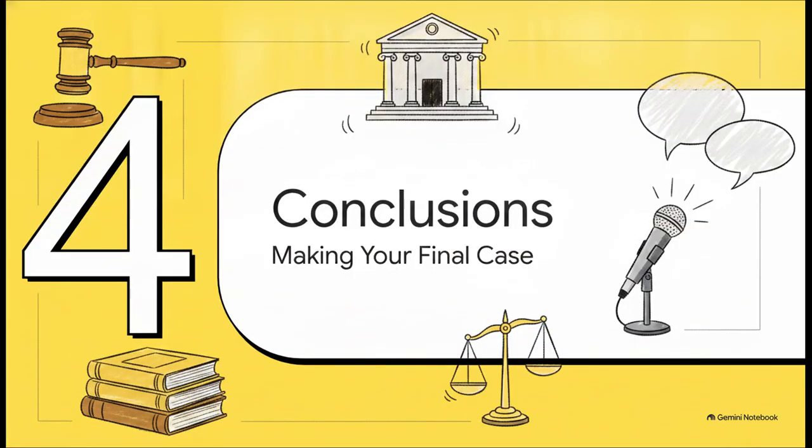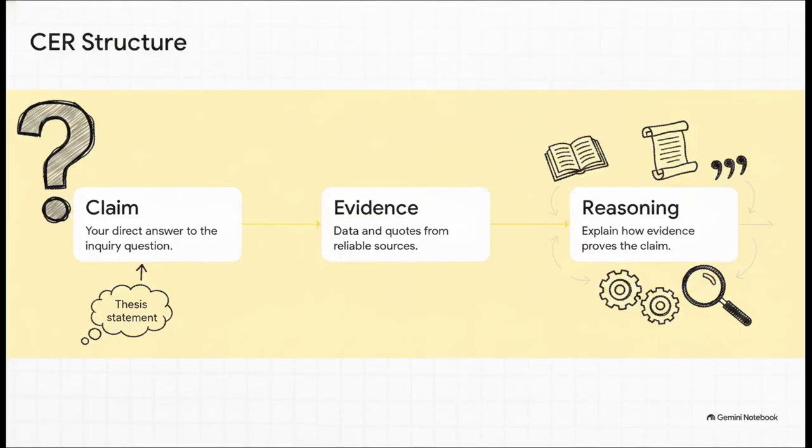Finally, Section 4, communicating conclusions. It's time to make your final case. We've reached the point in our investigation where you act as the prosecutor, making your final case to the jury. You have to communicate your conclusions using solid, evidence-based writing. The single most effective way to structure this is through CER: claim, evidence, and reasoning.